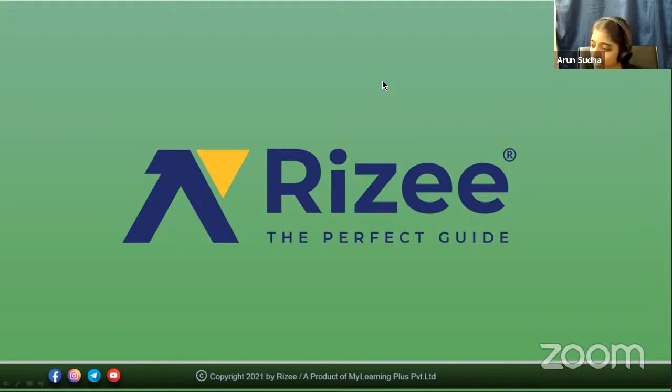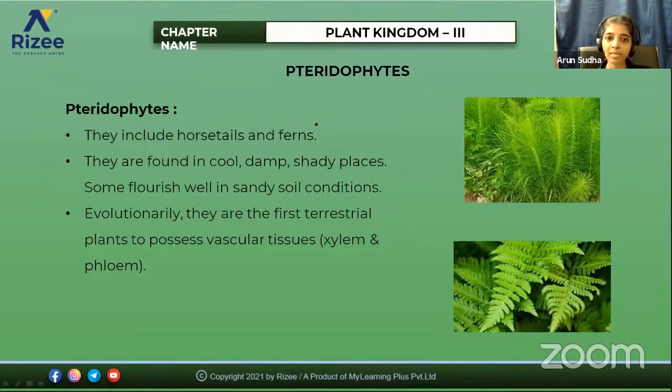So today we'll see about the pteridophytes. So what are pteridophytes? What type of plants come under pteridophytes? Here mainly we can call them vascular cryptogams. Generally, cryptogams are the type of plants that have hidden reproductive organs. That is, there won't be any visible reproductive organs outside. Algae, bryophytes and pteridophytes all come under the category of cryptogams. So here the pteridophytes are called vascular cryptogams.